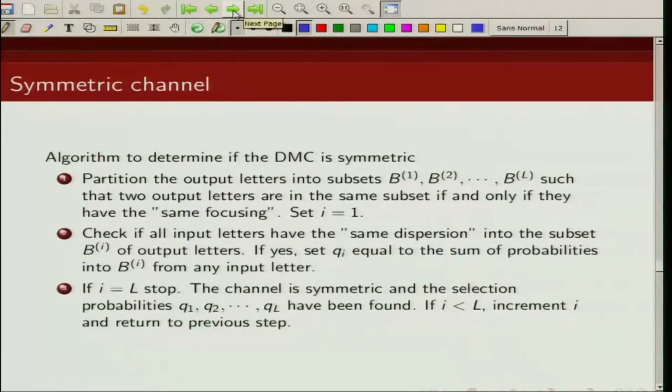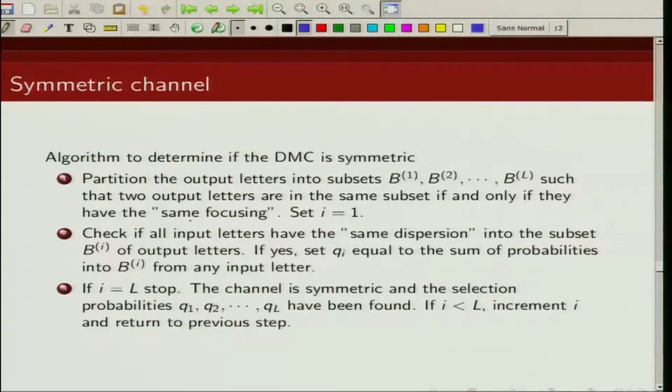And this we continue until we are able to do it for all output letters. Okay. So if i equals L, we stop and say the channel is symmetric with selection probabilities given by Q1, Q2, Q3, up to QL. And if i is not L, we continue until we partition all the output letters into these subsets.